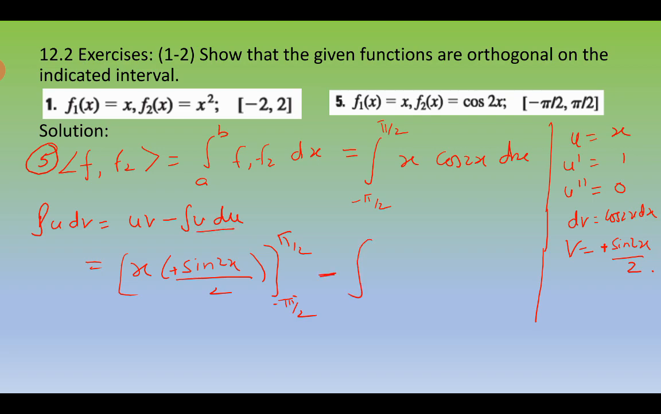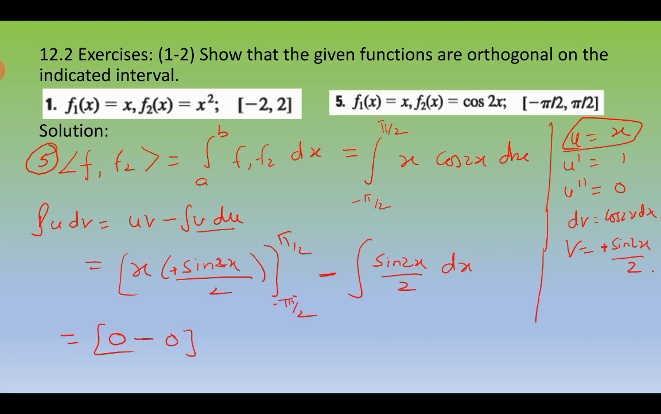What is v? Sine 2x over 2. du is dx, since u is x. Now the first part will be x, that is pi by 2, times sine 2x. 2 times pi by 2 gives sine pi, which is 0. So when you substitute the upper limit, it will be 0, minus the lower limit, sine of negative pi by 2 times 2, negative pi, which is again 0, whatever the x is.